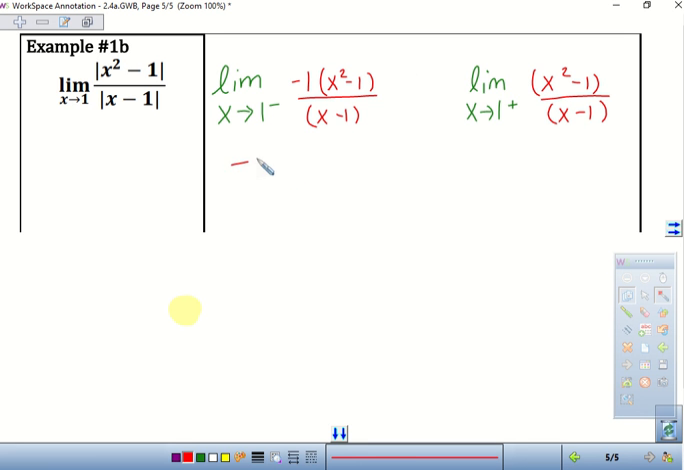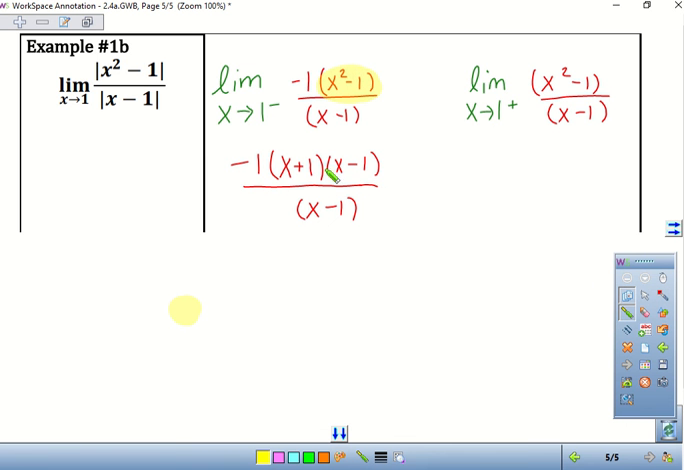X plus 1, X minus 1. What do we call this type of factoring? Difference of squares. So I was just able to factor this. And now that I factored it, what can I do with the equation? Cancel X minus 1. Cancel these out, and I'm left with negative 1 times X plus 1.